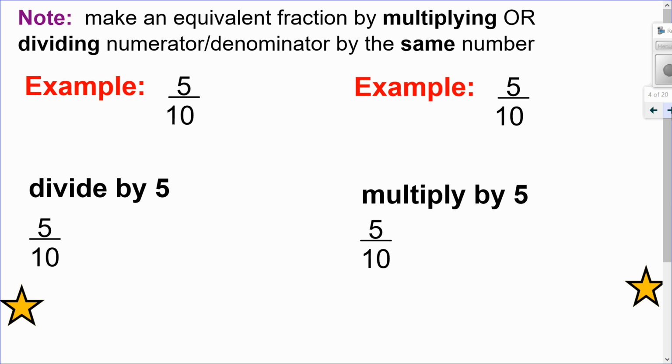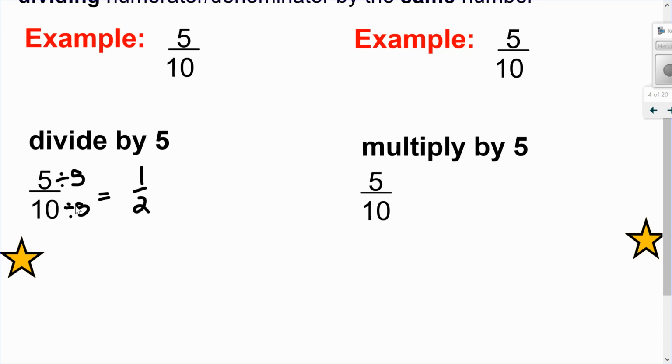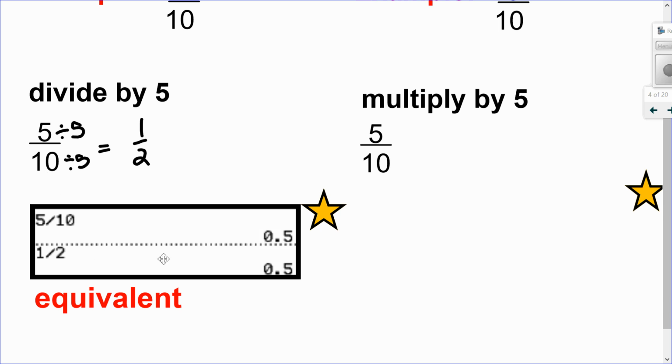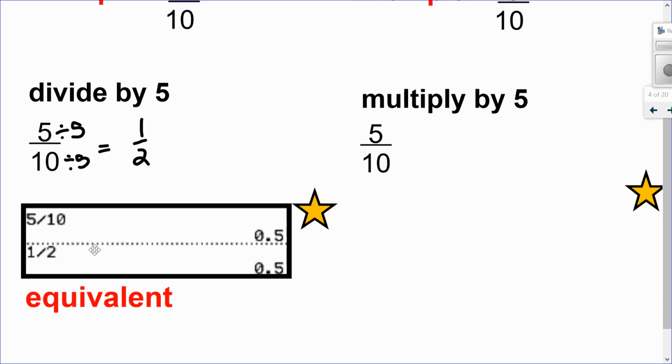So this is not in your workbook, but just follow along with me. I want to look at all the ways we can create an equivalent fraction. So let's start with 5 over 10. If I have 5 over 10 and I divide the numerator and the denominator by 5, being fair, doing it to both, I'm going to end up with 1 over 2. So are these fractions equivalent? Well, what I can do is look on my calculator to see 5 out of 10 is 0.5 and 1 out of 2 is also 0.5, so these fractions are equivalent.